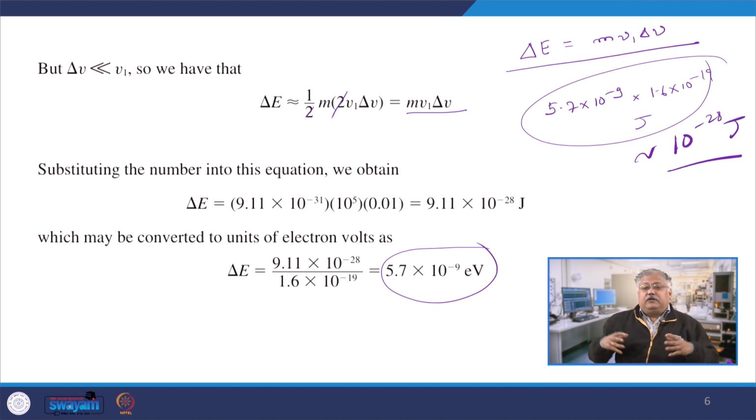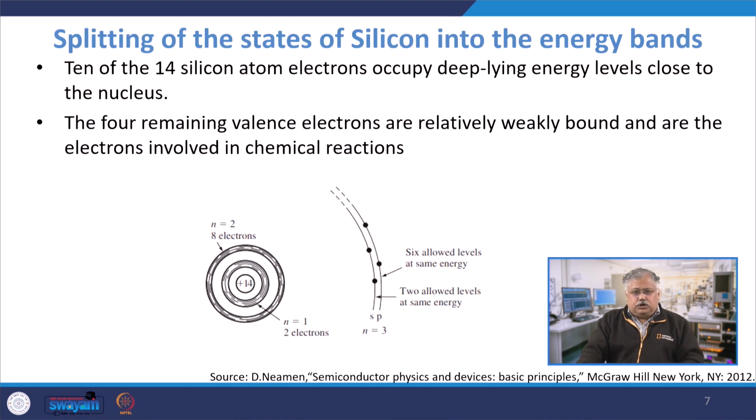Which means that if an electron is moving at very high speed, increasing it by a small quantity does not change the overall energy to a larger extent. So this is just a methodology to show you, and we will be using it time and again later on. Let's take a silicon atom.